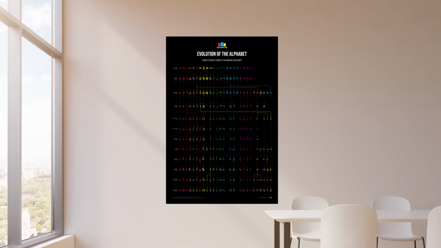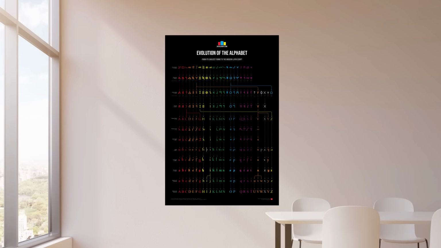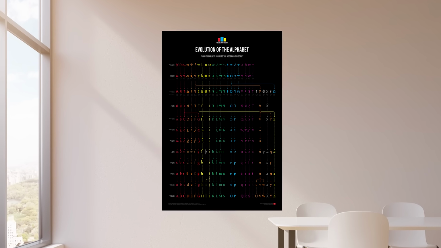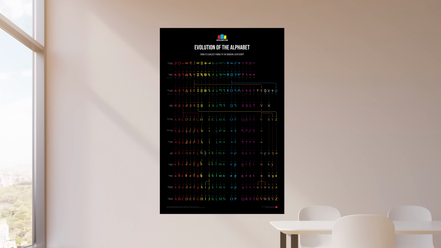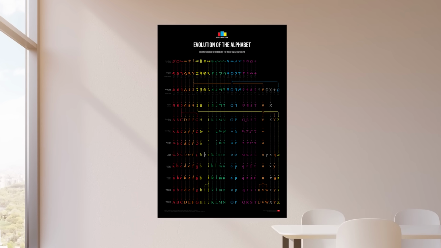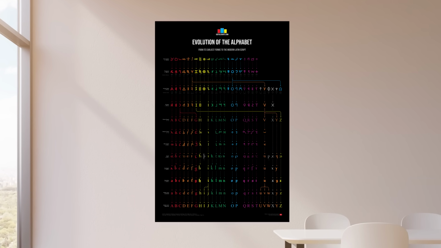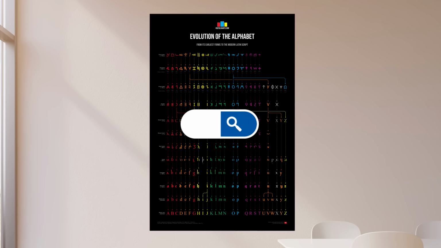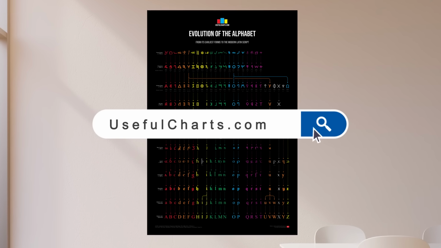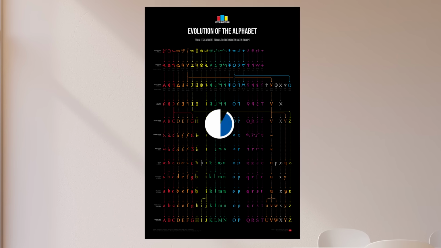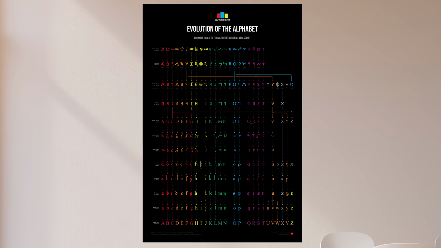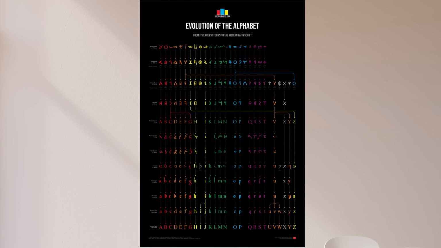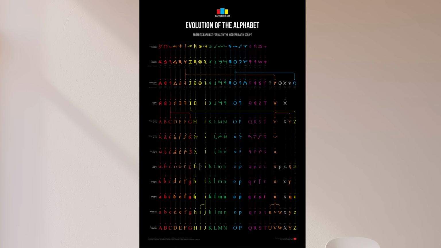Today I'm going to show you how the alphabet has evolved over the last 4,000 years, from its earliest forms to the modern Latin script, which is the alphabet that is used today to write English and many other languages. I'll be using my recently updated Evolution of the Alphabet chart, which is available as a poster from my website usefulcharts.com. I'll be starting by giving you a general overview of the various stages that the alphabet has gone through, and then I'll be taking a look at several of the individual letters, one by one.